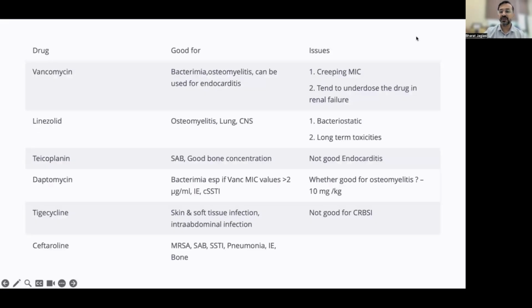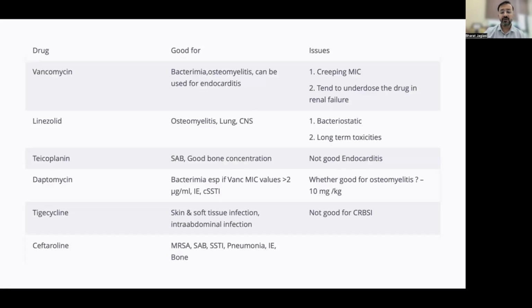So when it comes to the drug-to-drug comparison, vancomycin is good for bacteremia, osteomyelitis, and can be used for endocarditis, but it has the issues of creeping MICs that tend to lead to overdosing of the drug in renal failure. Linezolid is very good for osteomyelitis, lung and CNS infections, but is bacteriostatic and has long-term toxicities. Teicoplanin is good for Staphylococcus aureus bacteremia and has good bone penetration as well, but is not good for endocarditis.